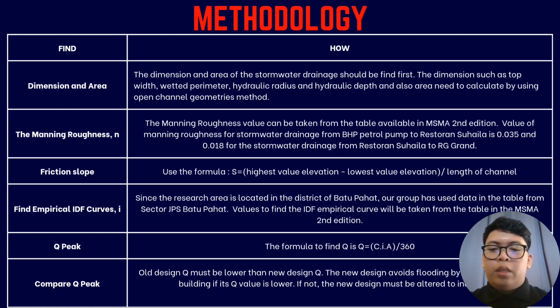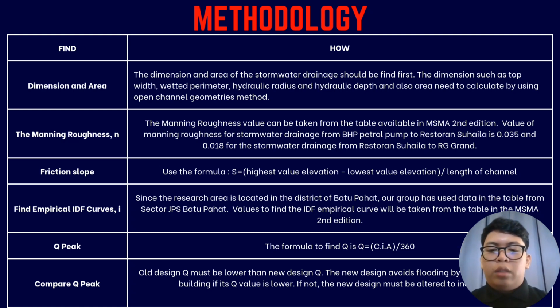For the empirical IDF curve, since the research area is located in the district of Batu Pahat, our group has used data in the table from station GPS Batu Pahat. The values to find the IDF empirical curve will be taken from the table in the MASMA second edition. To calculate the Q peak, we use the formula Q equal to C times I times A per 316.